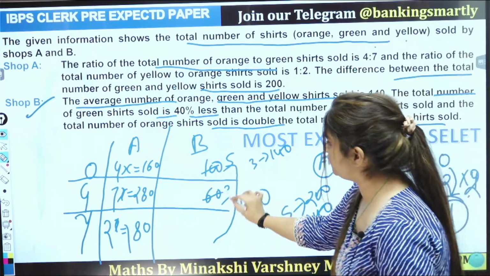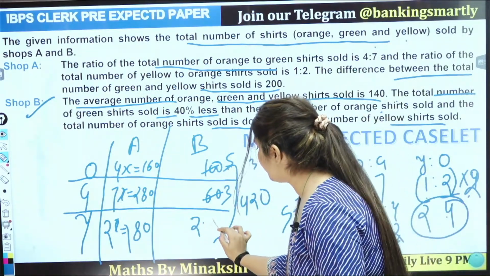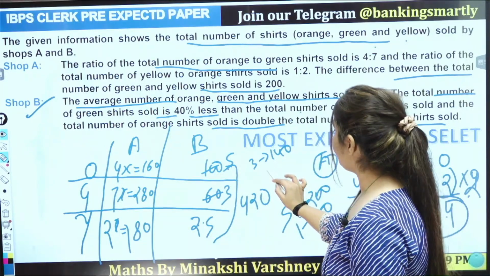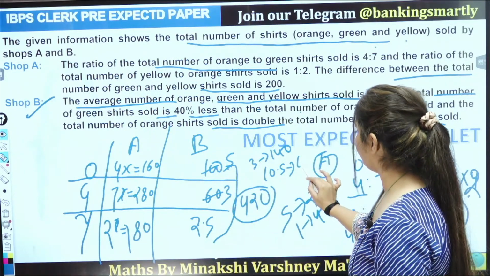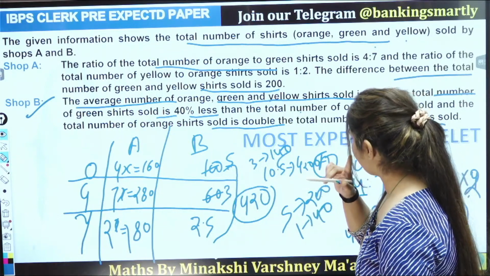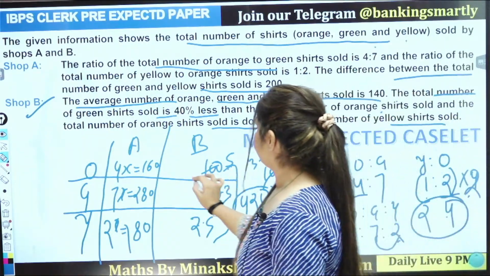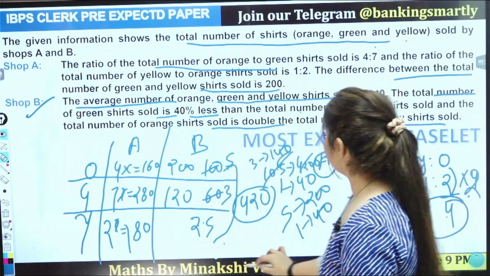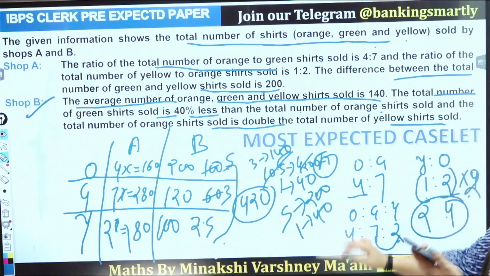Again, the total number of orange shirts sold is double the yellow shirts. That means yellow should be half of the orange, that means 5 by 2, which is 2.5. So 5, 3, 2.5 makes 10.5. That 10.5 units is equal to the total, because the total is 420. So one unit value is 40. 4 5s are 20, 3 4s are 12, and 2.5 times 40 is 100. So this one is your final value.